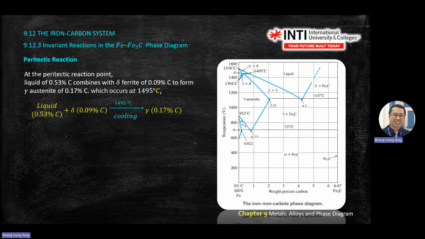Peritectic, again, this one you refer to the table just now. Peritectic is liquid plus this solid phase, you get another solid. So in peritectic, you get this reaction. Again, solid 1 becomes solid 2. So this one, 1495, here. This line is peritectic. Gamma becomes another gamma.